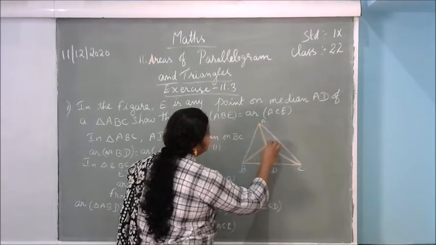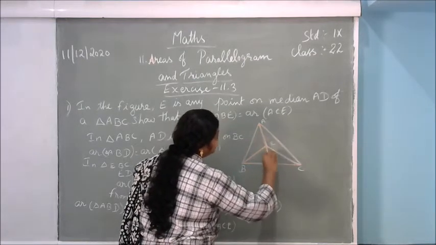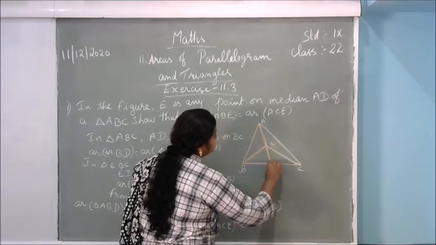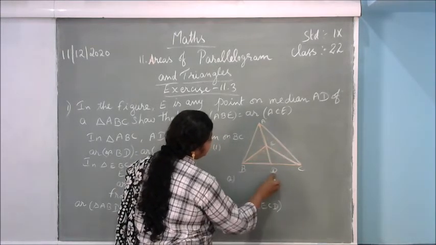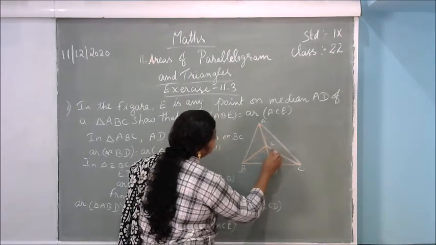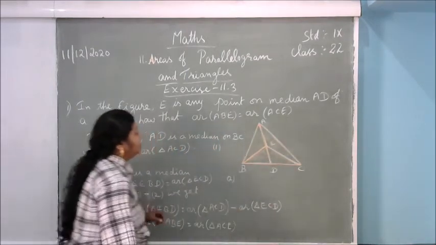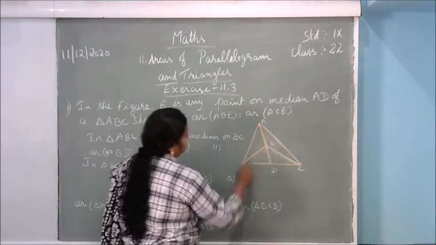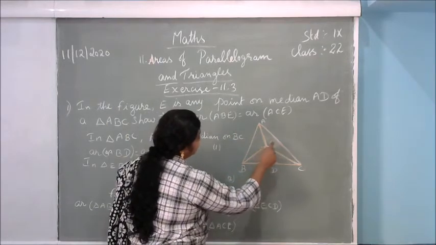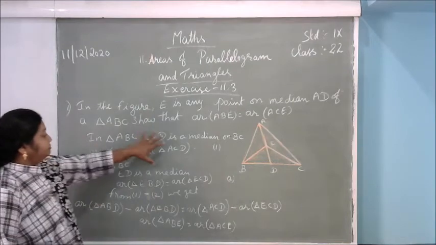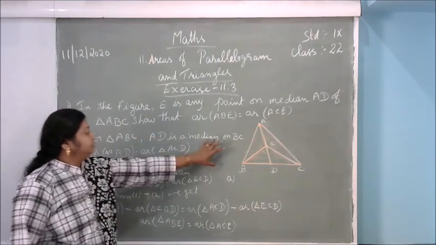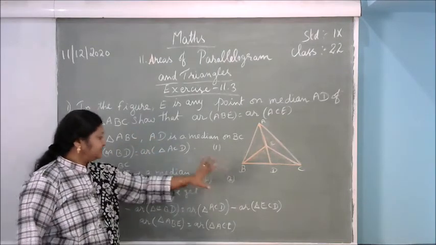In this triangle, ED is the median. ED is the median means area of EBD is equal to area of EDC. Area of EBD is equal to area of EDC. Based on that, the first one is the first equation, and the second one is the second equation.